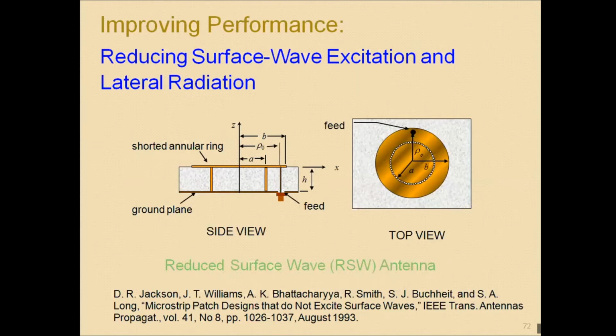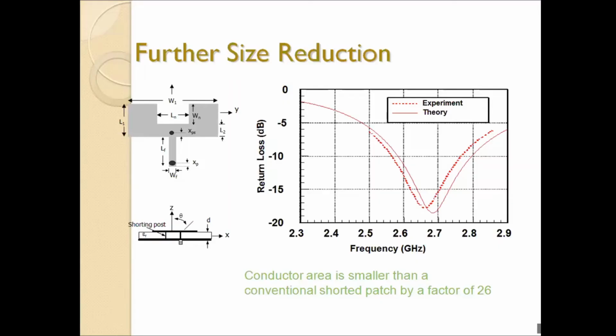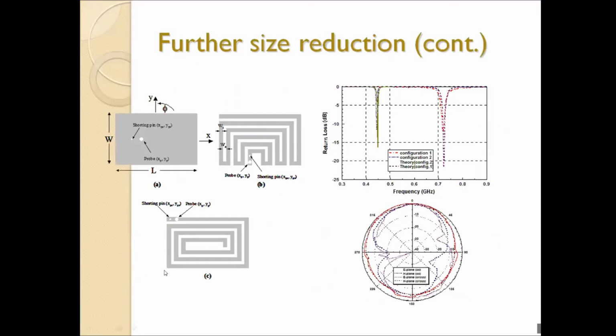There is a side view and top view of radiation, which is improved with the help of the surface wave excitation. There are RSW antennas. These are all the meandered antennas. This is the project work of the PG students. Meandered structures are so simple.